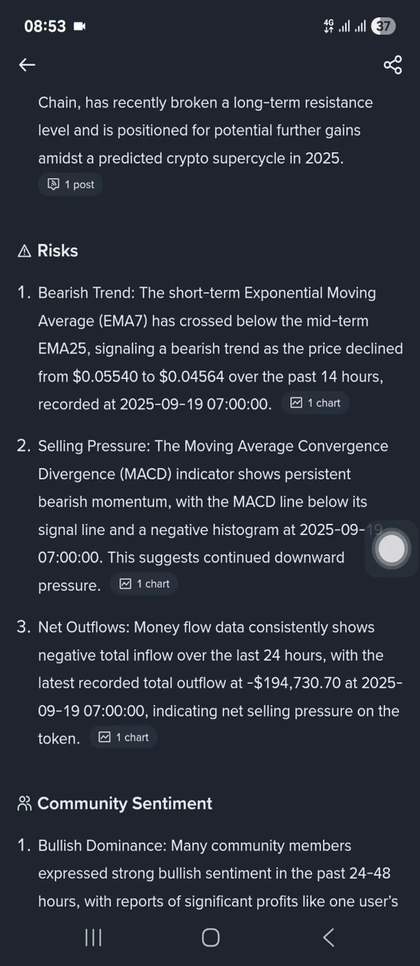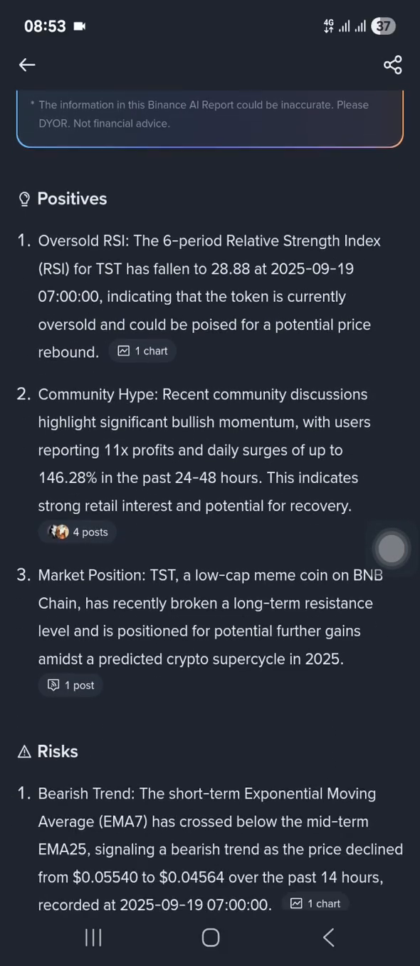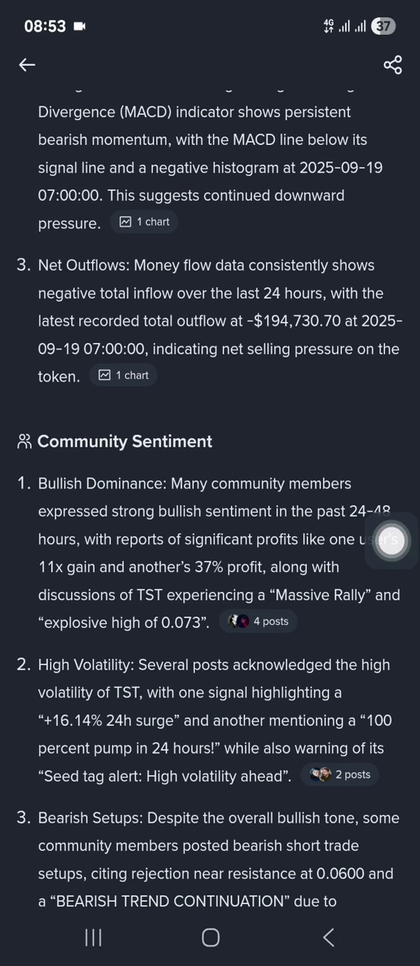I remember it's in four categories. The first thing is the general insight. That's the TLDR, cutting the long story short, telling you what is happening on that asset. The TLDR to me is really the basic point. The next thing is going to tell you the positive feedback. The next thing is the risk. It's going to tell you the risks involved in trading the asset.